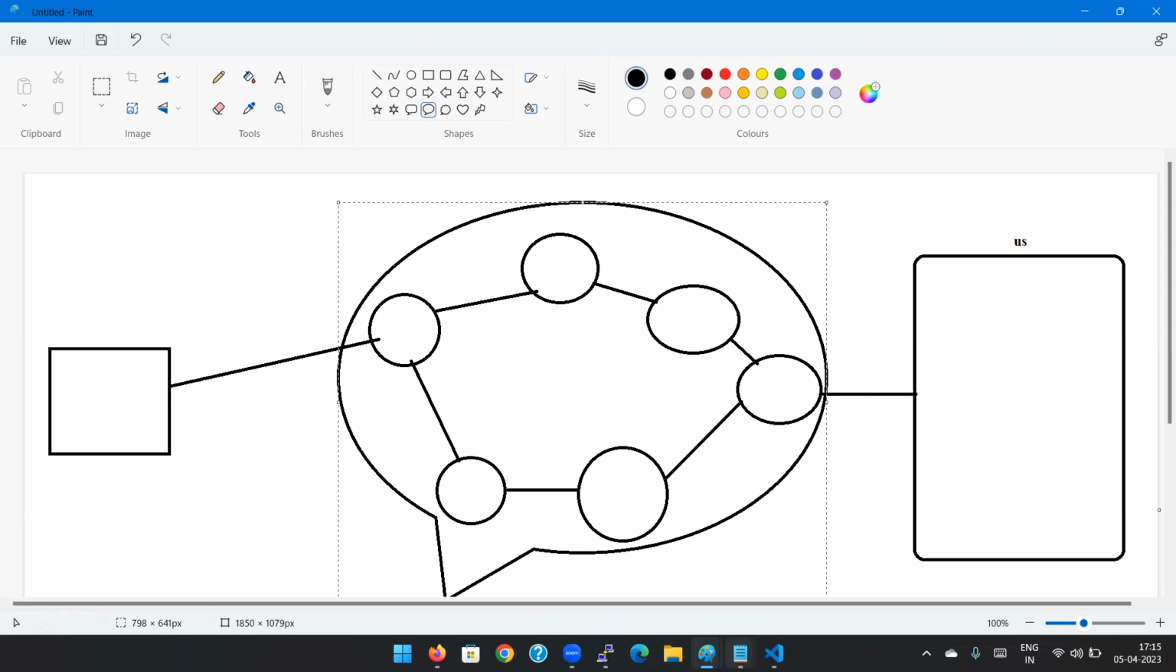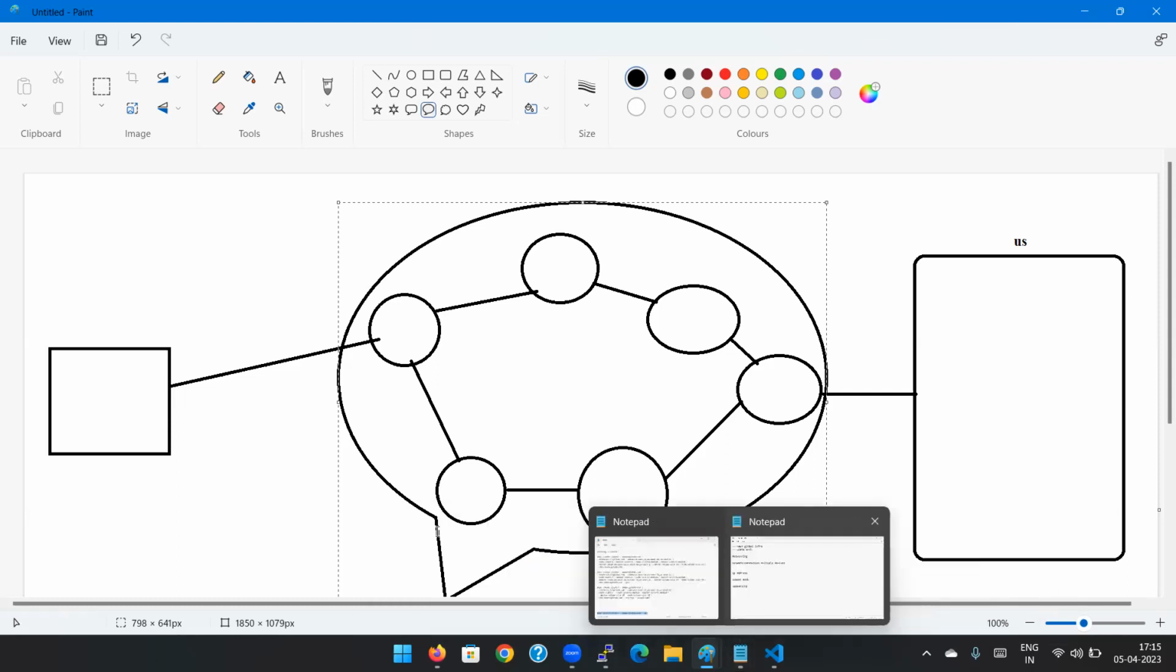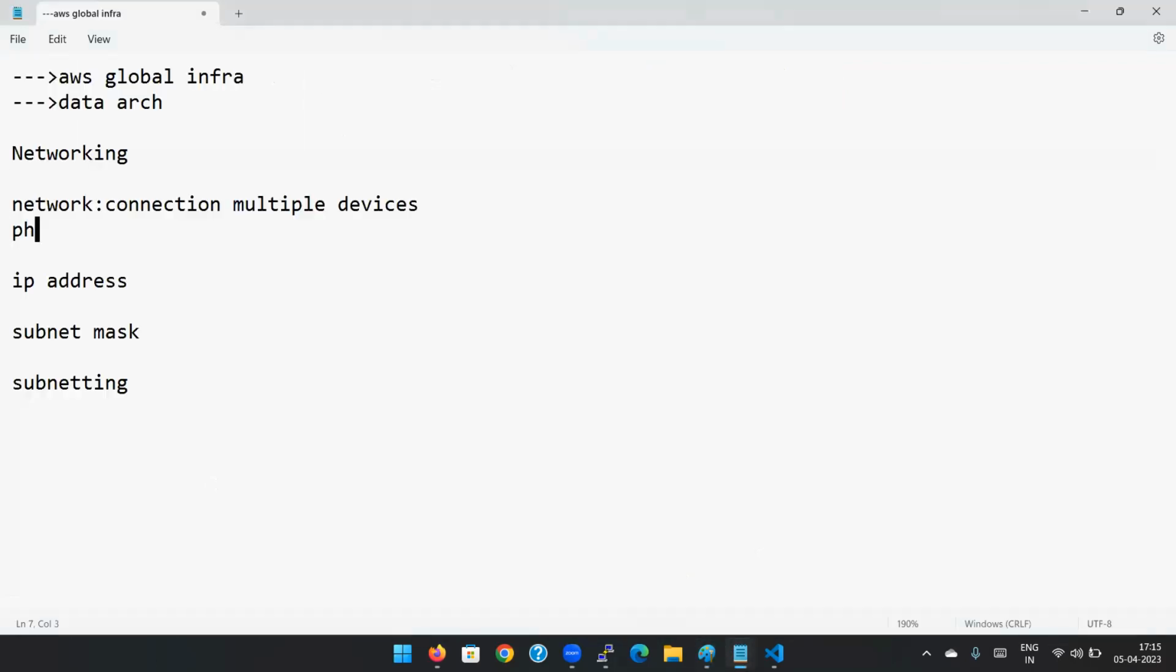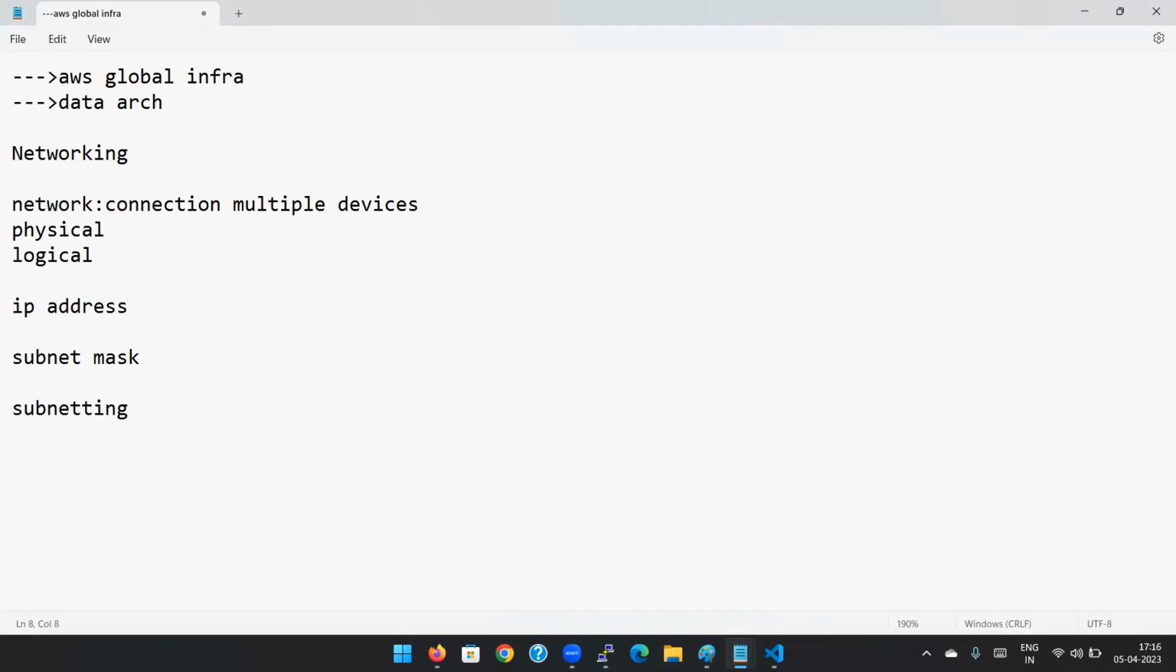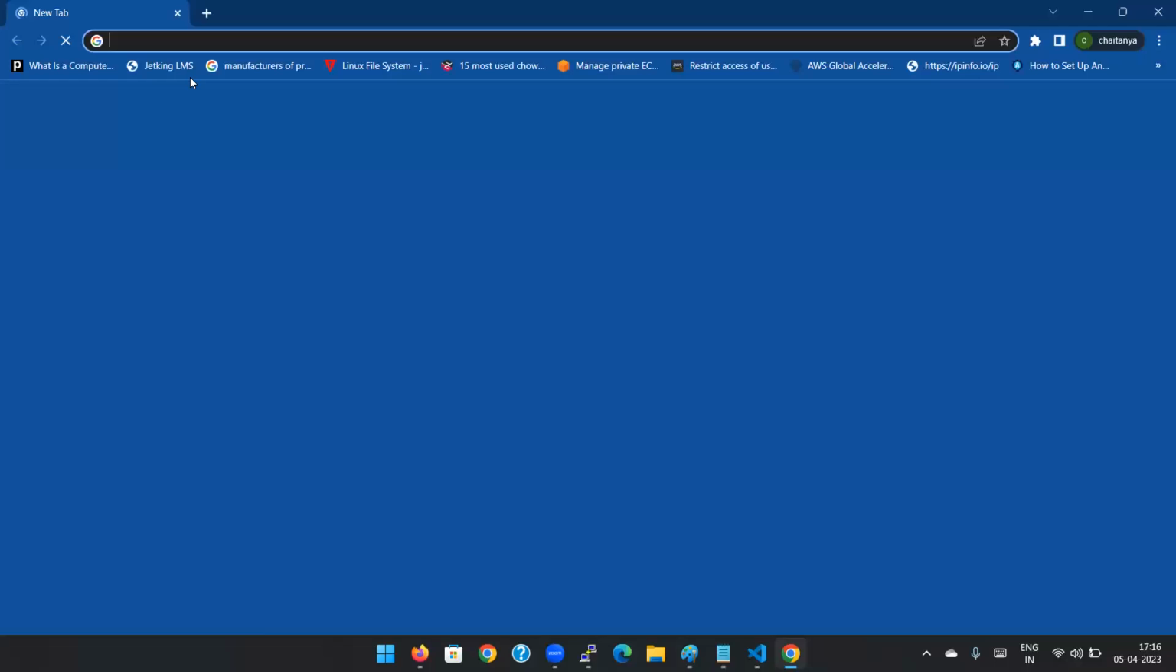In general, there are two types of networks. One is the physical network, and the other one is the logical network. Physical network means connecting the devices physically. Like I have computers. For computers, I will be able to connect with cables. For example, let me show you that so that you can have clarity.